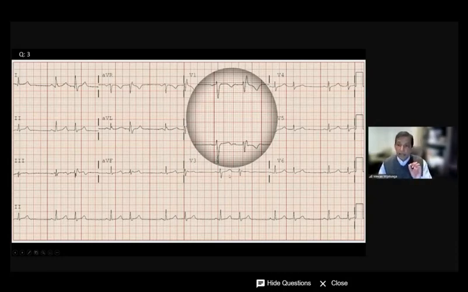The key here, the learning point, is when you see this kind of pattern, just look around, and particularly around the preceding T wave, and if you do that, you can see that there is a PAC or premature atrial complex.